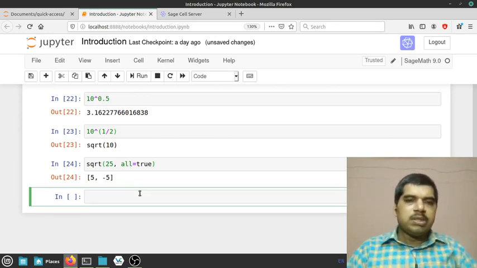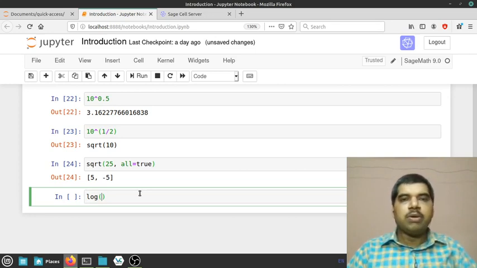Now, in a similar way, the logarithm function also we can use. Logarithm function is log, of course, it is to the base e.